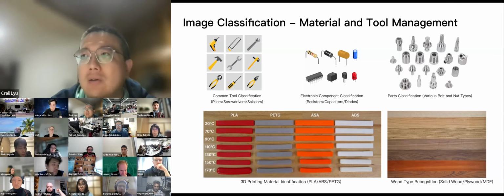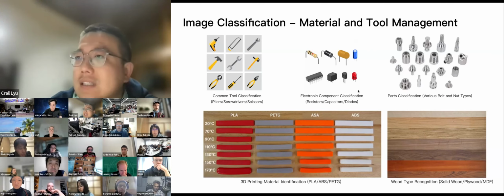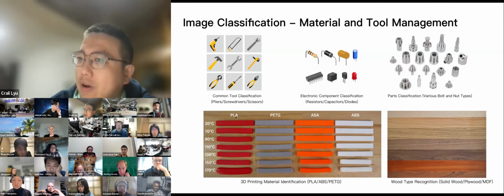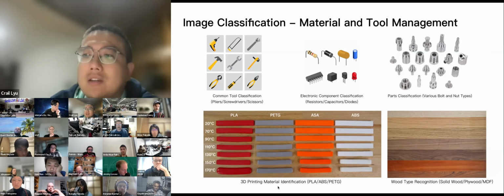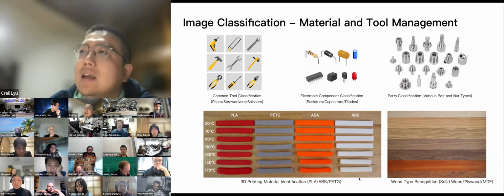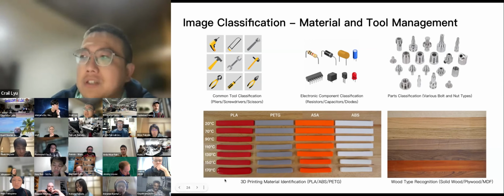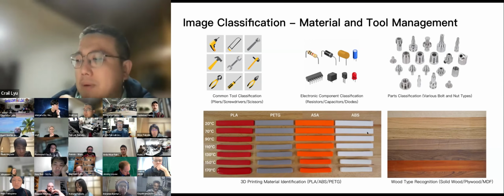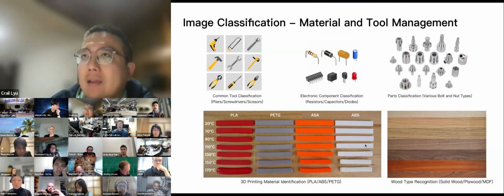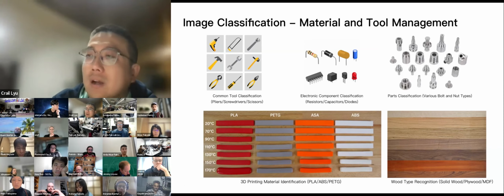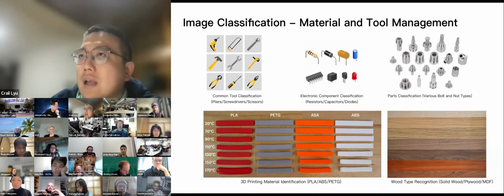It just gives the result. What is this? Is this a resistor or not? It's very easy to give those kinds of classifications. This is one of the applications here. Also, for example, if you want to identify 3D printer materials by different temperatures, you can also use pictures to classify what the situation is and what the difference is, to give you those classification results.